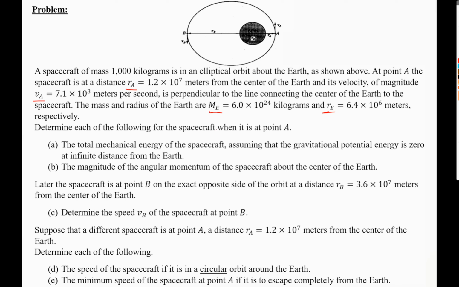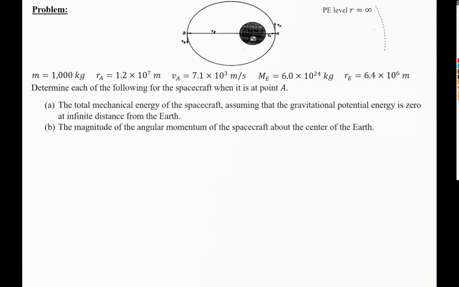Determine each of the following for the spacecraft when it is at point A. Before we start, let me take the PE level for the problem to be infinitely far away. I have denoted here all the given quantities that we might use, and let's start with part A. We need to determine the mechanical energy of the spacecraft, assuming that the gravitational potential energy is zero at an infinite distance from the Earth, as we have assumed.